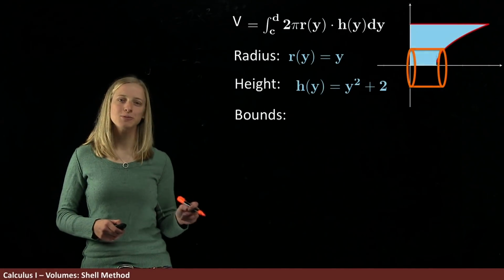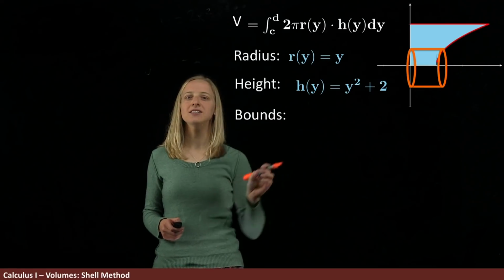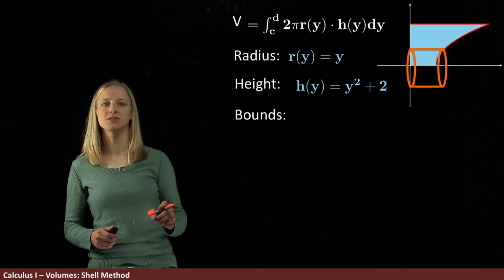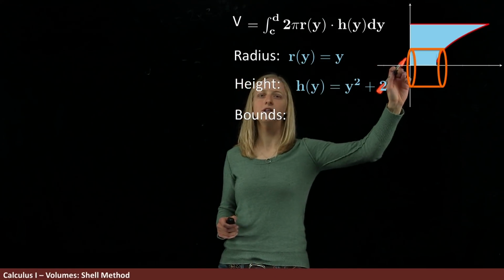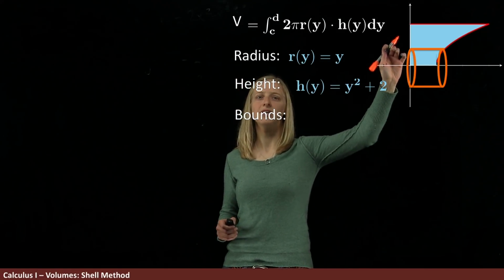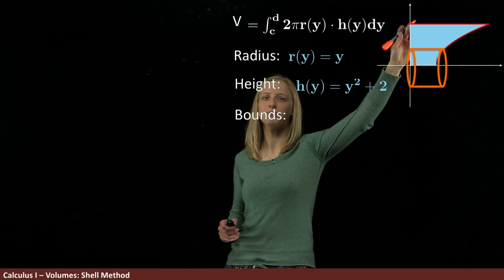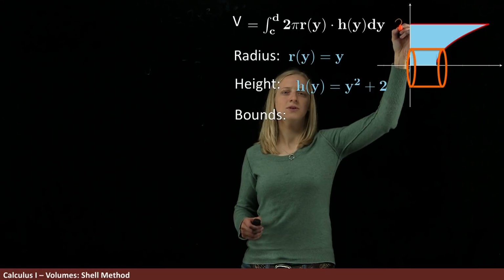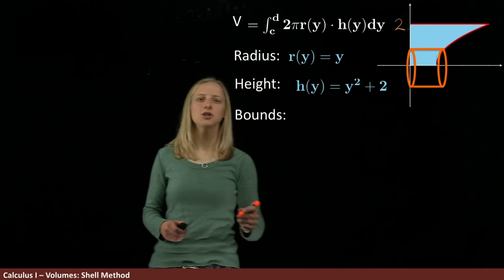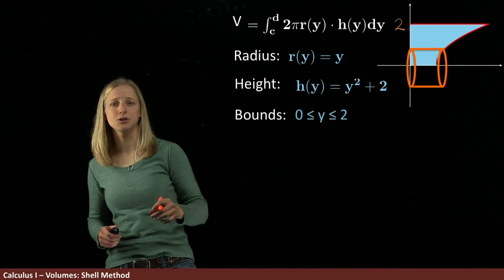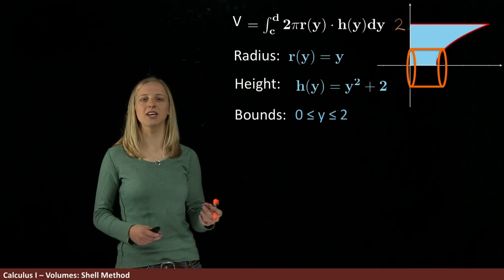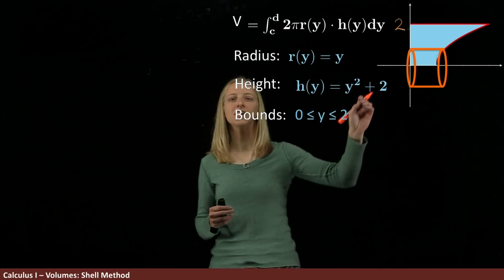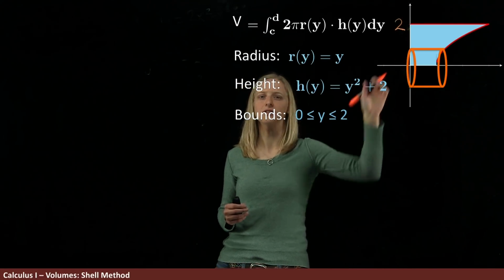To find our bounds in terms of y, we're going to look at the picture and decide what values of y are needed to create all those shells. If you look, 0 is our lowest point, and then all the way up to this point up here, which is the line y equals 2. So our bounds are going to be from 0 to 2. Another way of looking at it is just where is that solid occurring? It's occurring between 0 and 2.